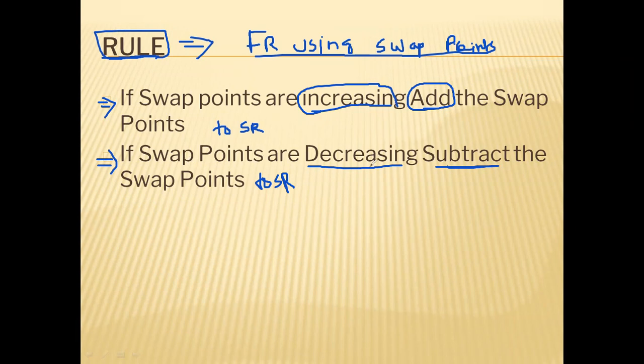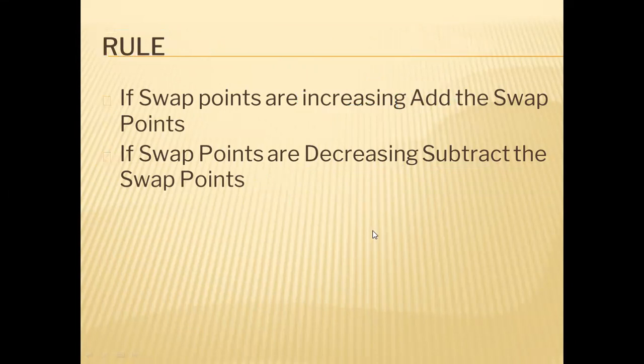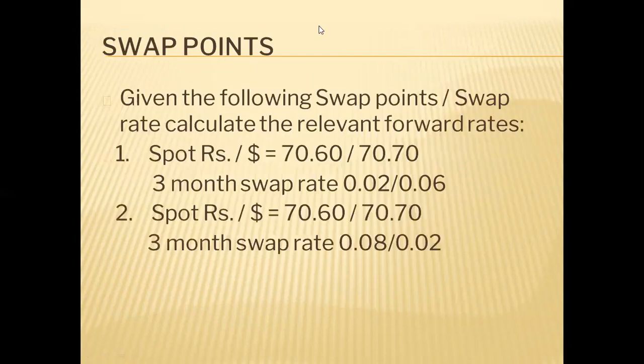So if swap points are decreasing, subtract the swap points from the spot rate. Now come back to the illustration. See the first illustration. Here swap points are increasing, no? From 0.0 to swap point 0.06. So it is ascending in nature. It is increasing. So in this case, we will add the swap points to the spot rate.